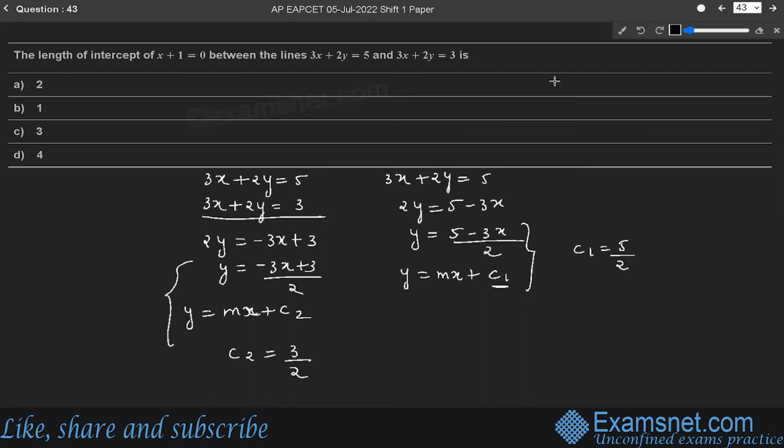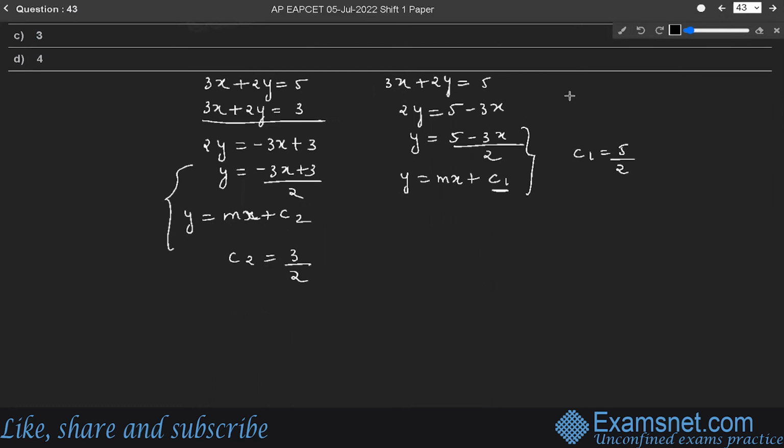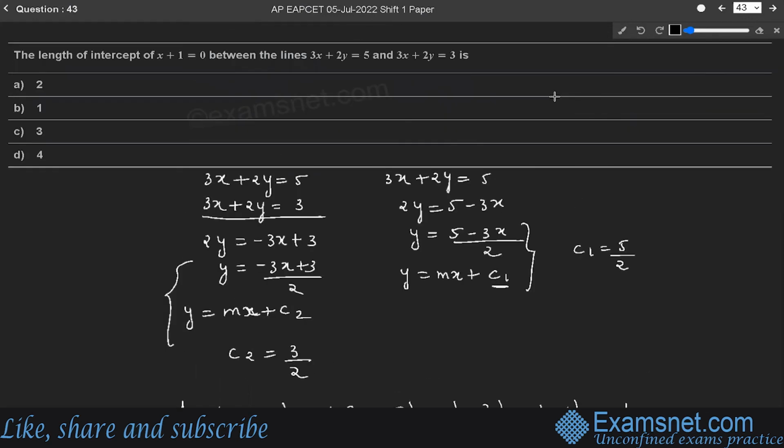We have to find the length of intercept between the lines. The length of intercept is denoted by d, and we know that d is equal to mod of (c2 minus c1). So on putting the value, it will be mod of (3 by 2 minus 5 by 2), which is equal to minus 2 by 2, which is equal to mod of minus 1, and mod of minus 1 is 1. Therefore, we can say that the length of intercept here is 1. So option number B is the correct option here.